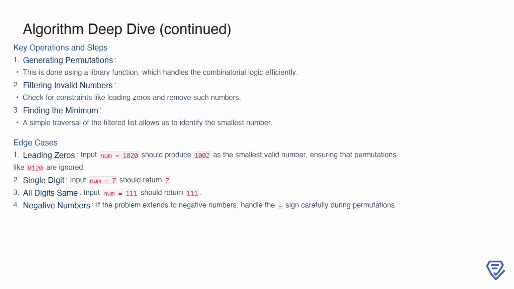Breaking down the algorithm further, we can identify three key operations. First, generating permutations is handled by a library function, which efficiently computes all possible arrangements of the digits. Second, filtering invalid numbers ensures that we adhere to constraints like avoiding leading zeros or handling negative signs if applicable. Finally, finding the minimum is achieved by simply traversing the filtered list and comparing values.